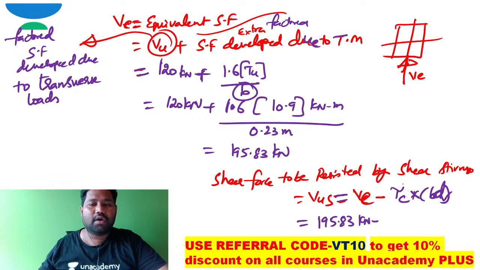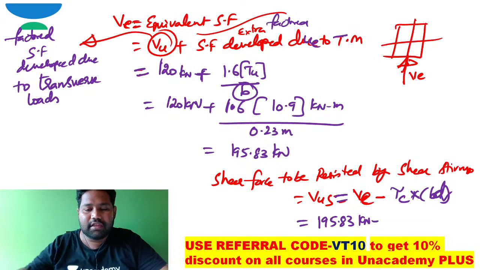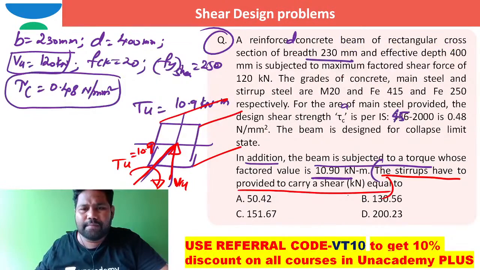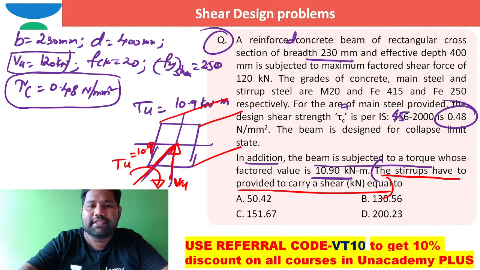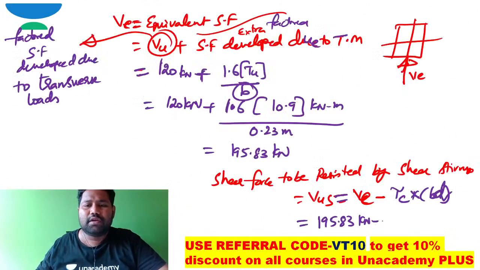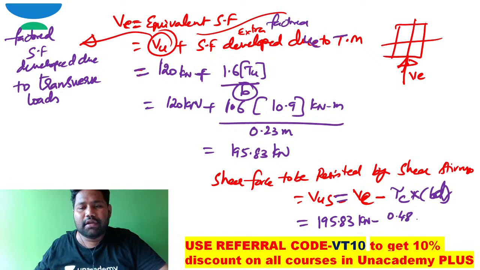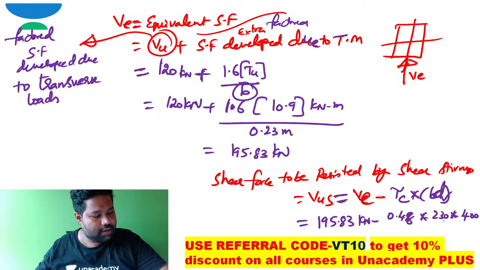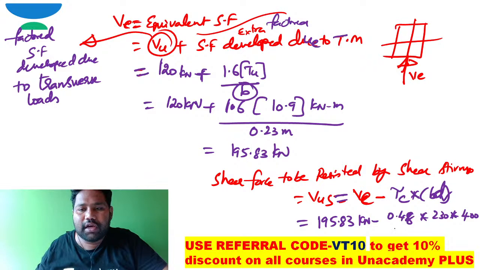kilonewton minus tau C. Coming to tau C, the value is given in the problem. It seems like 0.48. So 0.48 Newton per millimeter square, into B, which is 230 millimeter. Effective depth is 400, right? So B into D is this one. You will get this answer in terms of Newton. But I want this in terms of kilonewton, so divide by 1000. So this tau C times BD will also be in kilonewton.